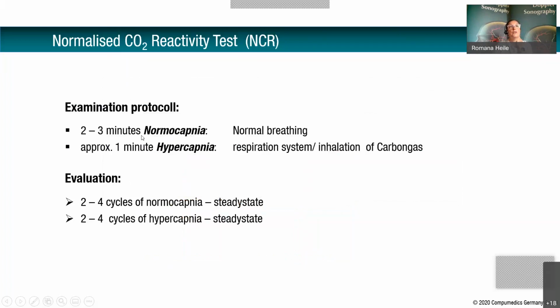Again, the test protocol is the way that we are doing monitoring, looking for a stable fixation. We let it run for a couple of minutes with normal breathing, a rest period, and then we increase the CO2 concentration using a respiration system or carbon gas to do the hypercapnia. We are using cycles of normocapnia for the evaluation and a couple of cycles for hypercapnia.